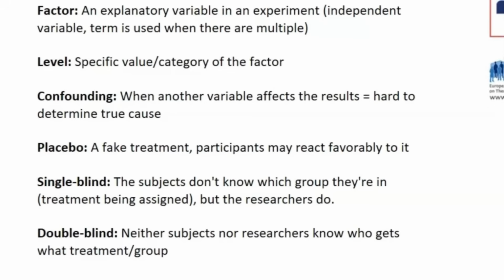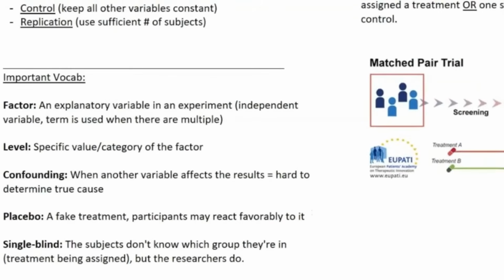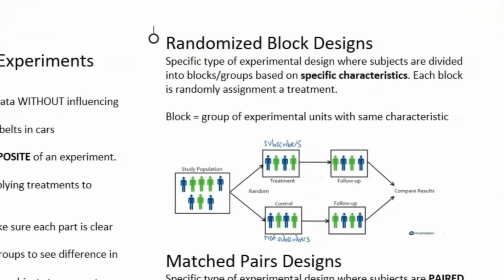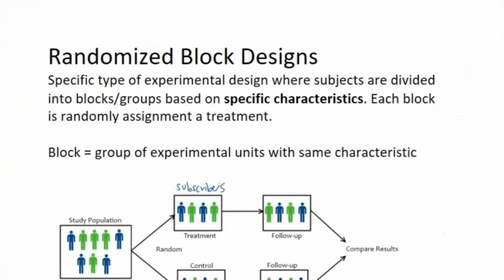Single blind is when the subjects don't know which group they're in, so the treatment being assigned, but the researchers do. Double blind is when neither the subjects nor researchers know who gets what treatment or who's assigned to what group. So we're going to finish off with the randomized block design.